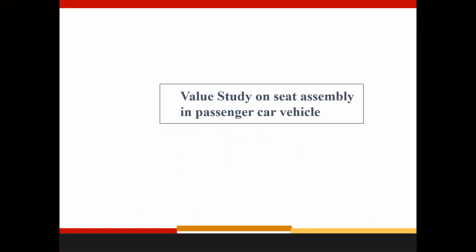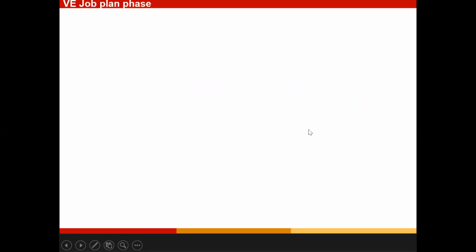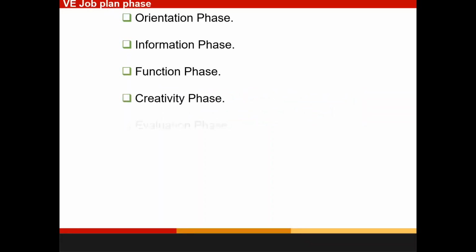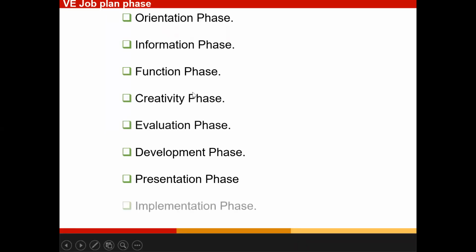We'll go for one case study, a value methodology approach in a seat assembly in a passenger car vehicle. As you know, we have different phases. We start with a pre-workshop phase, that is nothing but the orientation phase. Then we have 6 workshop phases. Then we have 2 post-workshop phases.